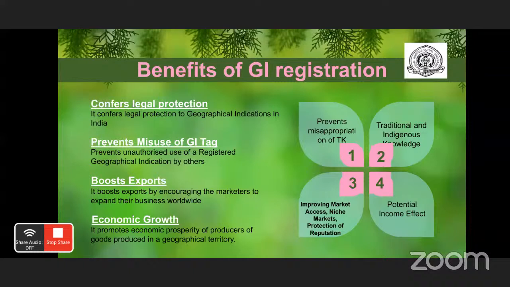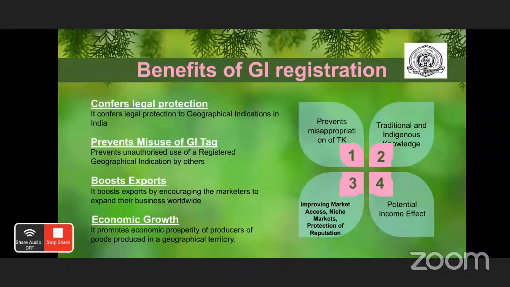So first thing, it confers the legal protection. Second point, it prevents misuse of GI tags. Suppose once the GI is granted, then that particular community becomes the exclusive owner of their property. The property means the product or the process or the traditional knowledge. So if some third party uses it without obtaining permission from the registered proprietor or the community, then it leads to violation of the GI Act. That means the registered proprietor can file a case against the third party who has used their product or the traditional knowledge without obtaining permission.